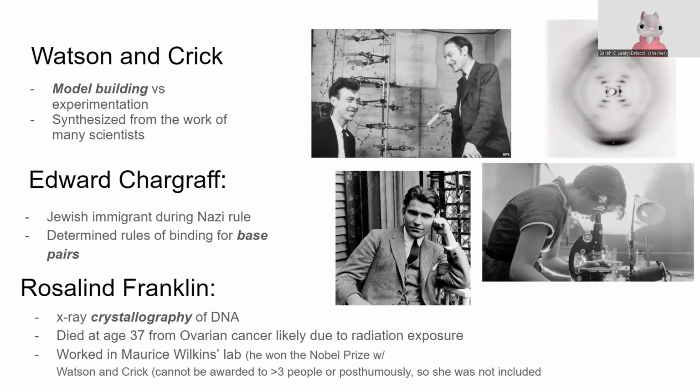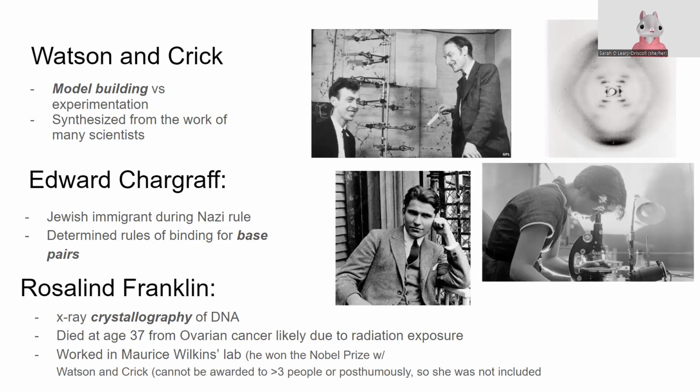Edward Chargaff was one of the people whose data went into Watson and Crick's design. He was a Jewish immigrant during the Nazi rule, so he came to the United States. And he was the one who determined the rules of binding for the base pairs.